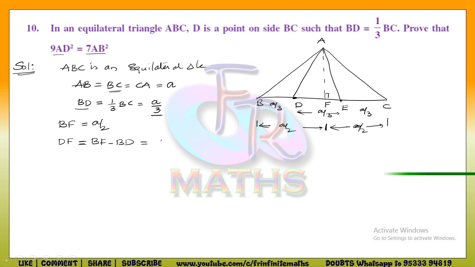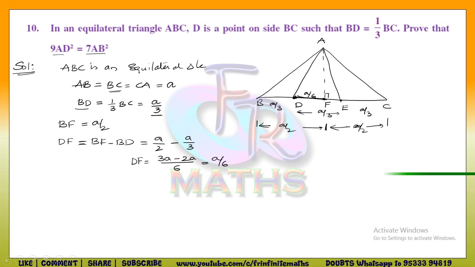So what is BF here? So BF is A by 2 minus BD is A by 3. Now on taking LCM, so LCM is 6. So this gives me 3A minus 2A, which is equal to A by 6. The value of DF is A by 6. So this part is A by 6. So from here to here, this part is A by 6.